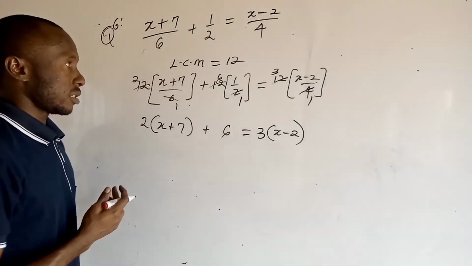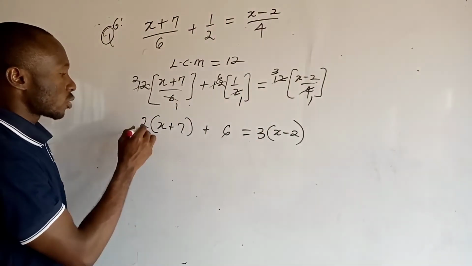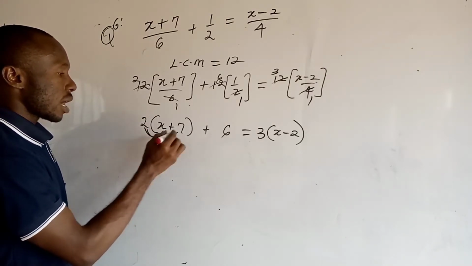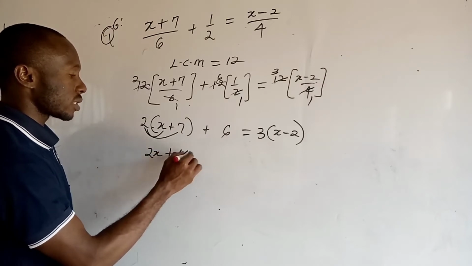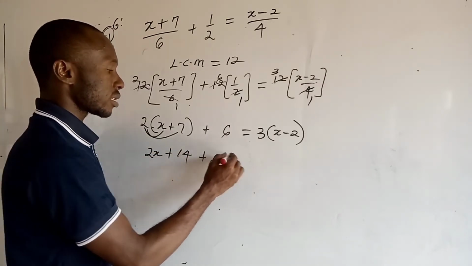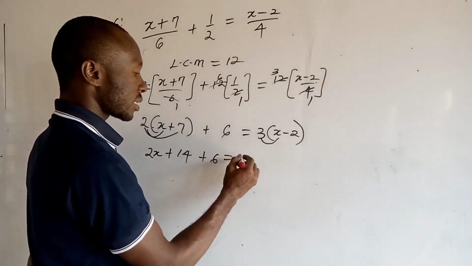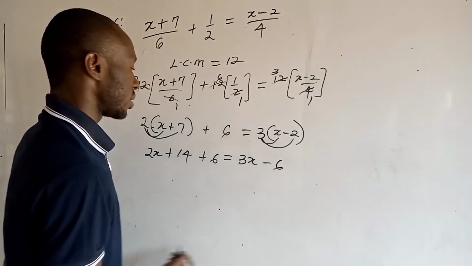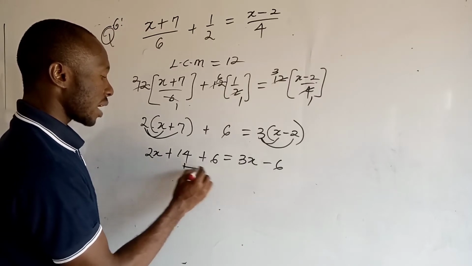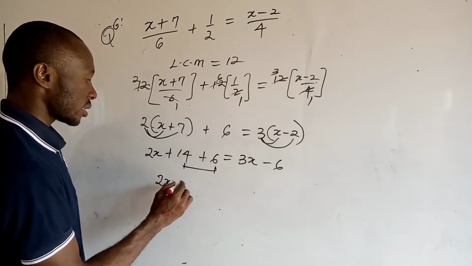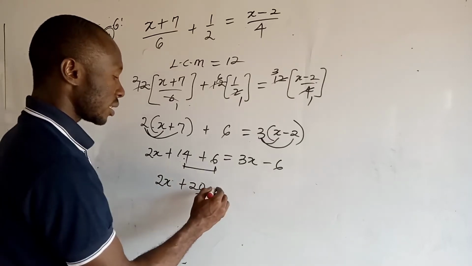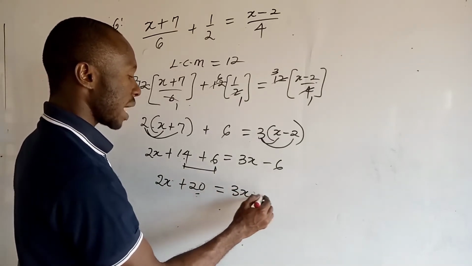So we are progressing, okay. Now the next thing we want to do is to distribute with 2, so we have 2 times x is 2x, and 2 times 7 is 14. So plus 6 is equal to 3 times x is 3x, and 3 times negative 2 is negative 6. Now I can quickly add these two. So I have 2x plus 20, because 14 plus 6 is 20, then equal to 3x minus 6.